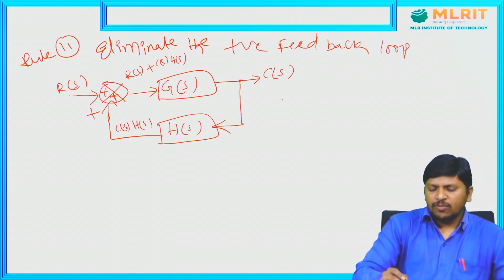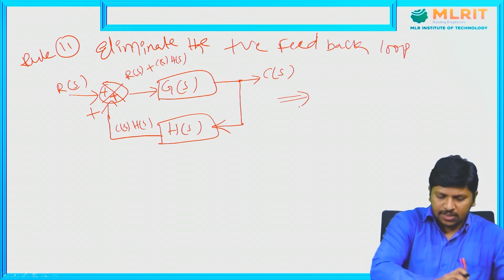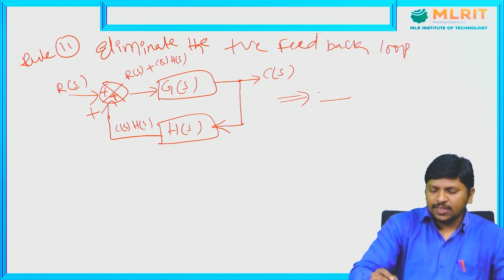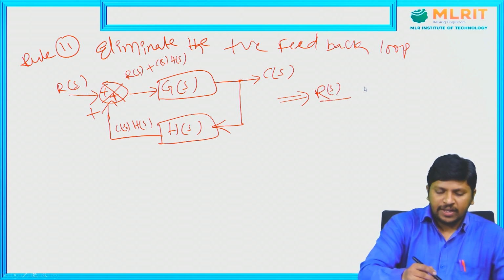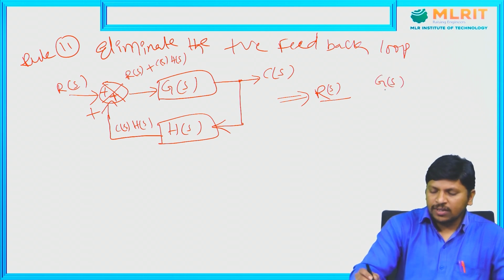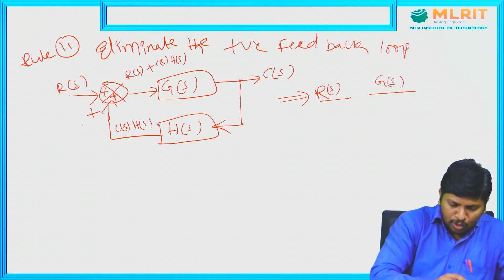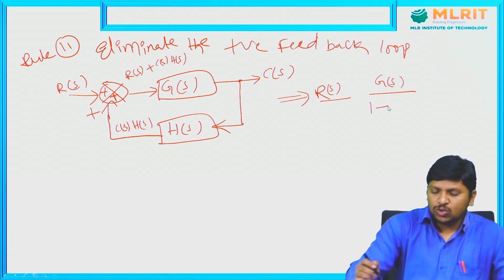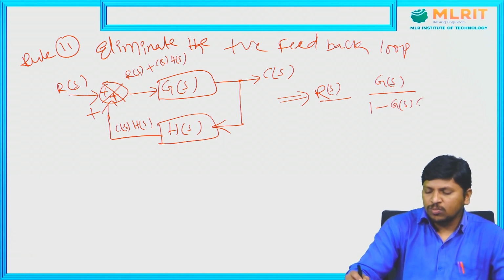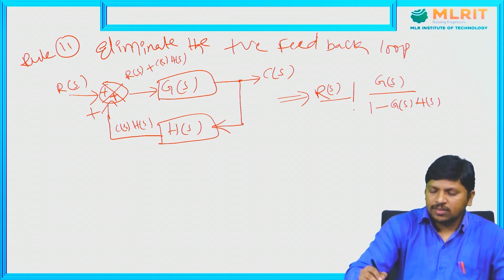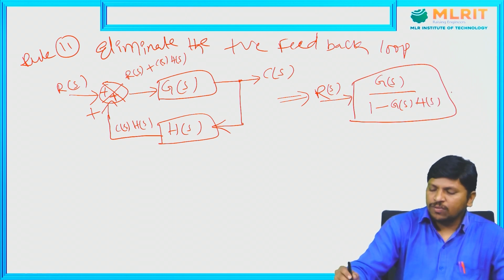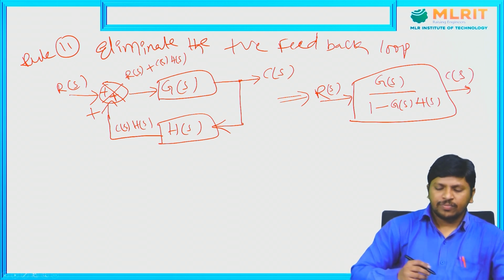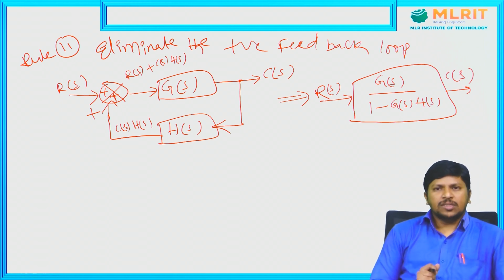Now I am going to reduce this positive feedback into a single block. R of S is the input signal, and G of S is the loop gain divided by, since the sign is positive, the opposite: 1 minus the product of these two blocks, G of S and H of S. This is the elimination of the positive feedback.